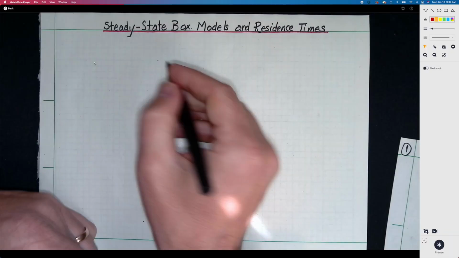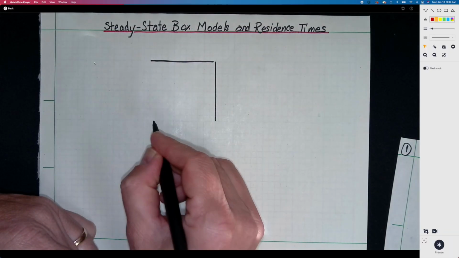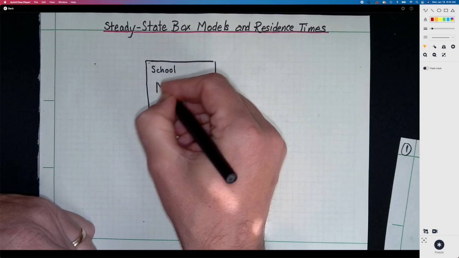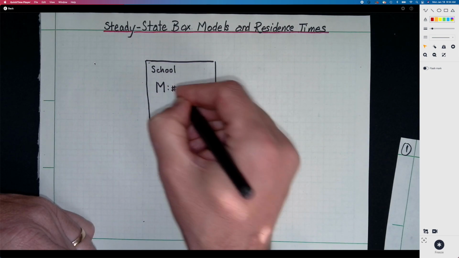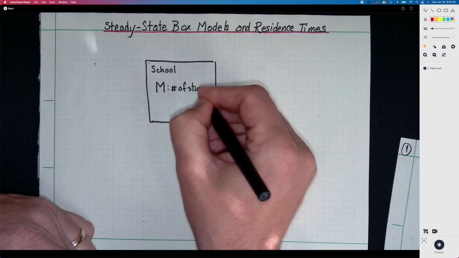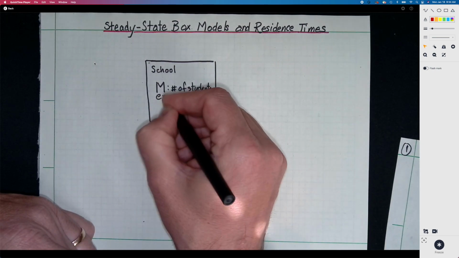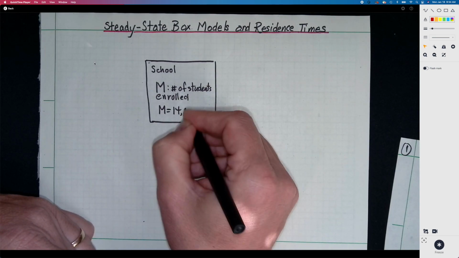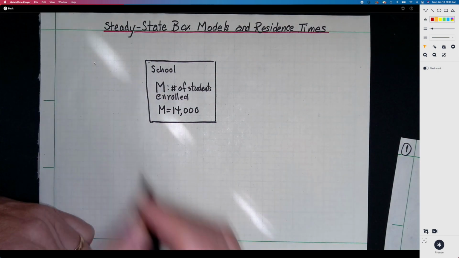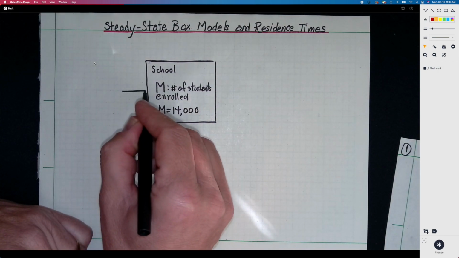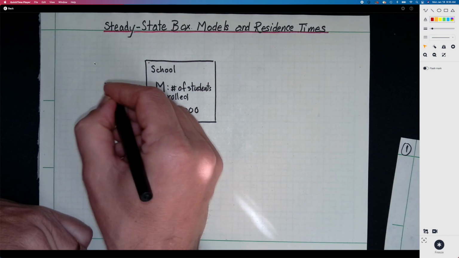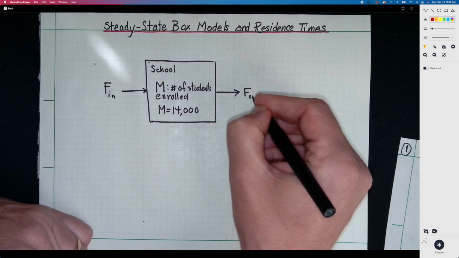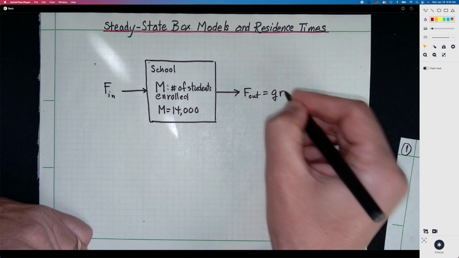So let's set up this problem. M is the number of students enrolled, and M is equal to 14,000. We have the admission of new students every year, so that's the flow in. And then we have the graduation rate, F out, which is equal to the graduation rate.